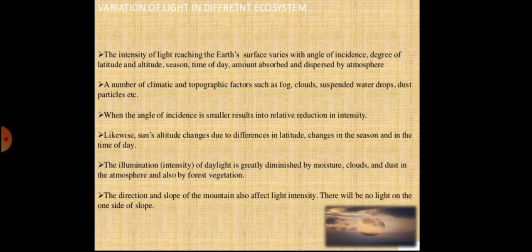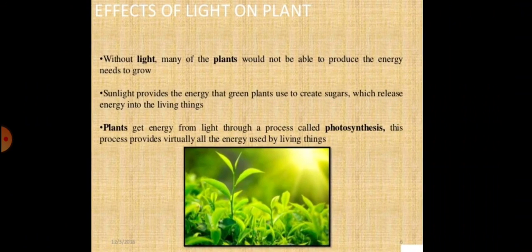When the angle of incidence is smaller, it results in a relative reduction in intensity. Likewise, the sun's altitude changes due to differences in latitude, changes in the season and in the time of day. The intensity of daylight is greatly diminished by moisture, clouds and dust in the atmosphere and also by forest vegetation. The direction and slope of the mountain also affect light intensity. There will be no light on the one side of the slope.